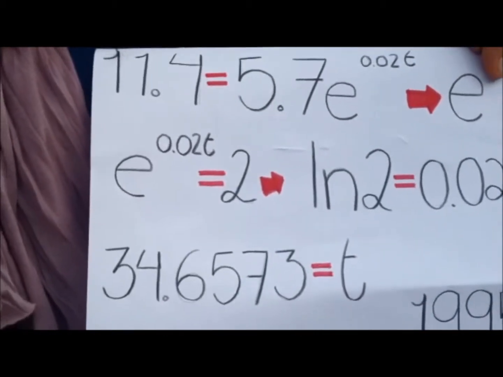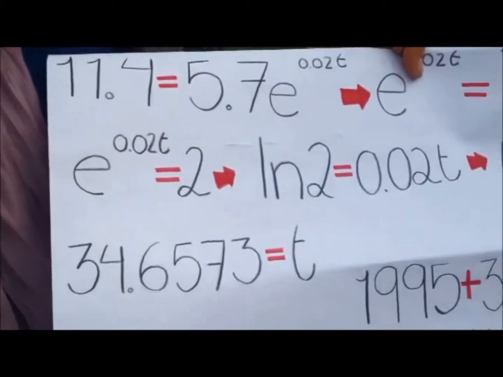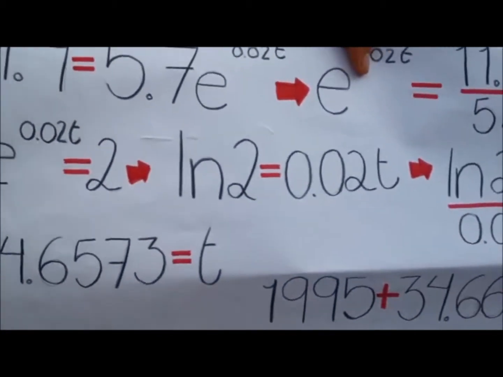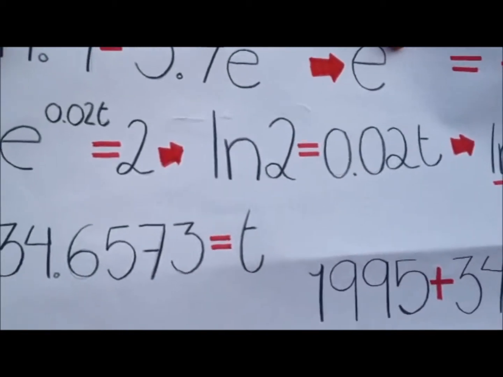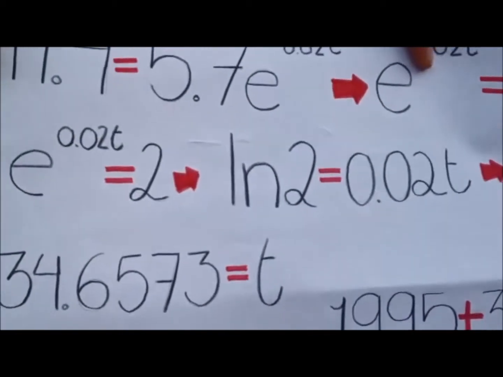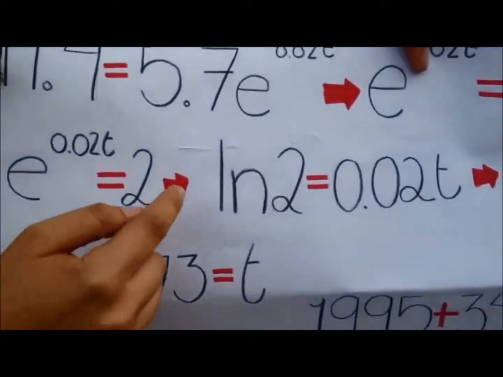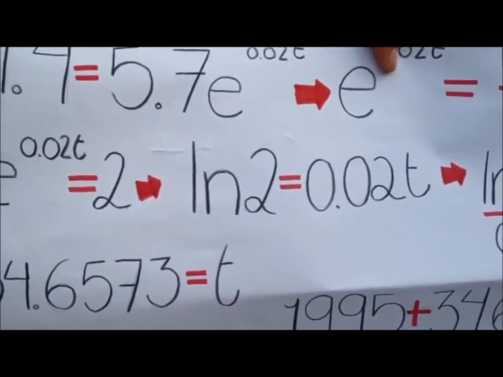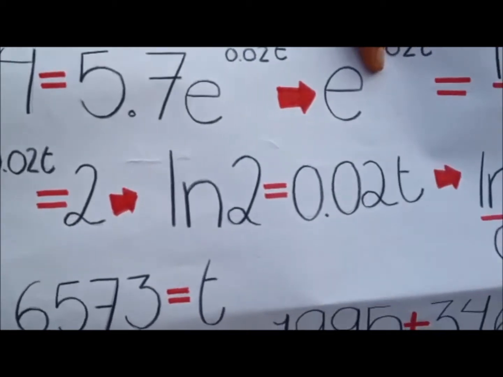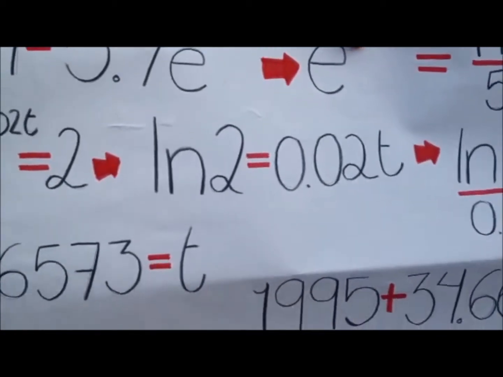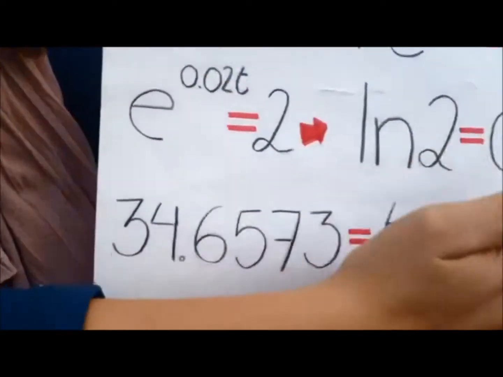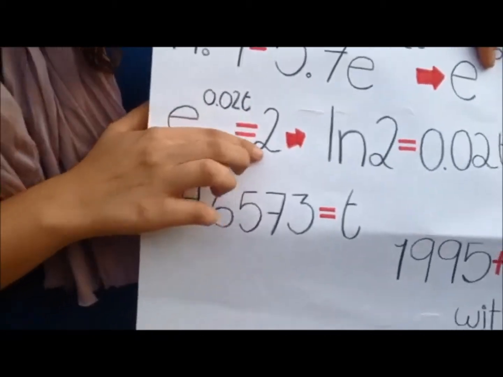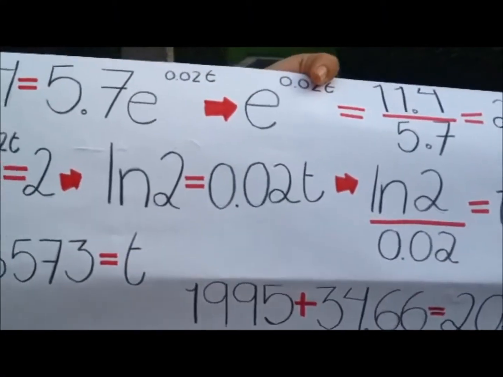In order to isolate t, we're going to pass this exponential function to the logarithmic function. The logarithmic function of base e is equal to ln. That's a natural logarithm. So the logarithm of 2 is equal to 0.02 times t. Why? Because we pass the e to the other side of the equation and we pass the 2 to the argument. Now we want to isolate t.